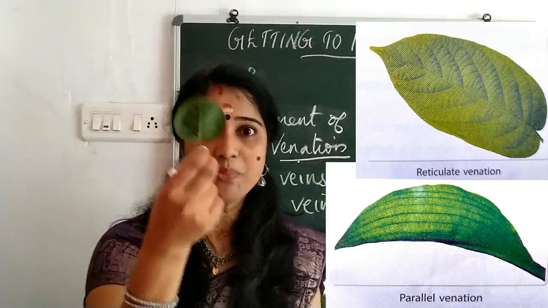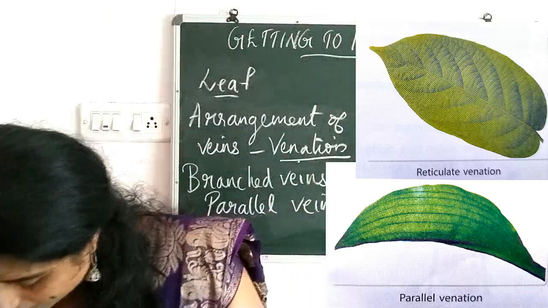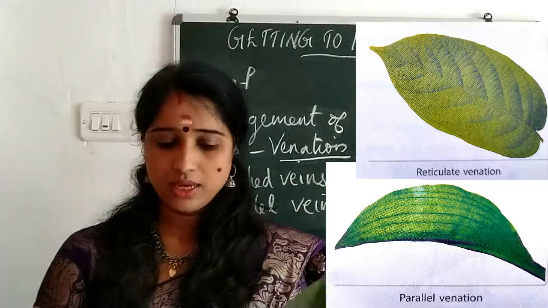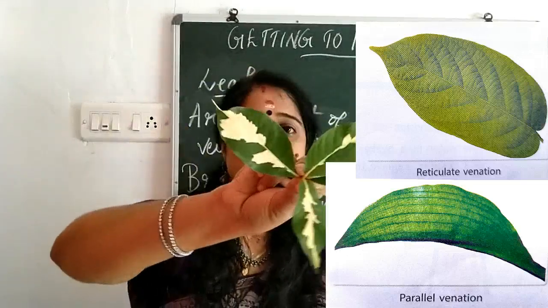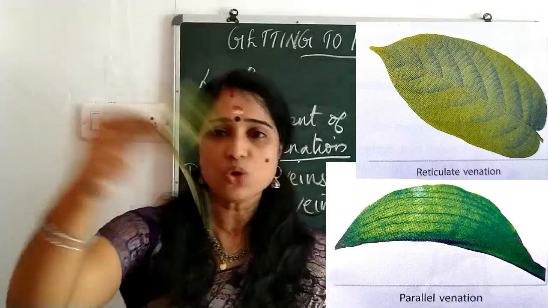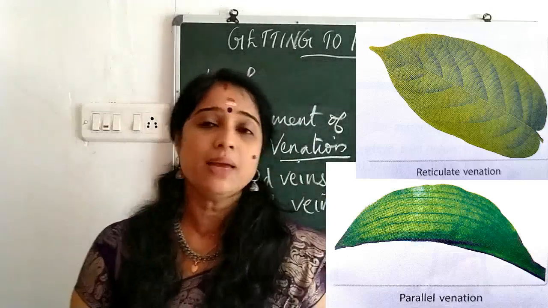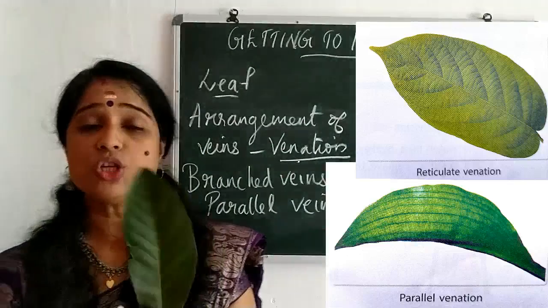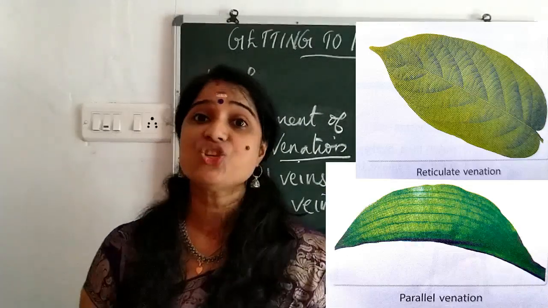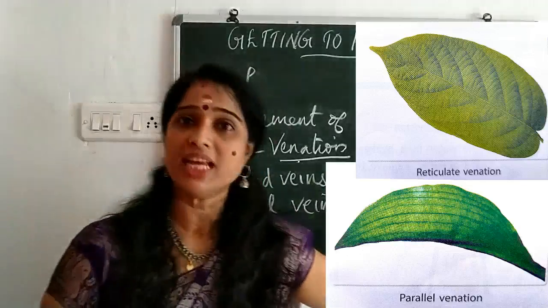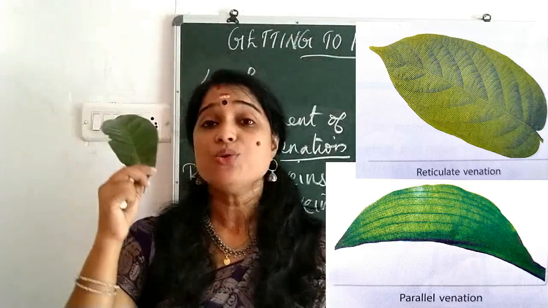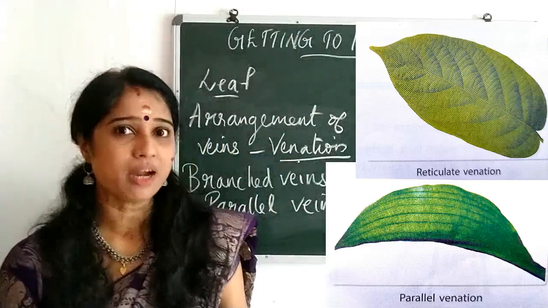I will show this also. You know, this also is branched. Another leaf I will show you. See, observe this. This also what? Branched, isn't it? So almost all the leaves of the plants that we see around us belong to which group? Almost all plants have the branched, or what? Reticulate venation. Clear?